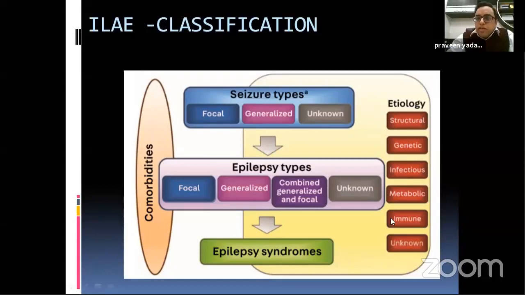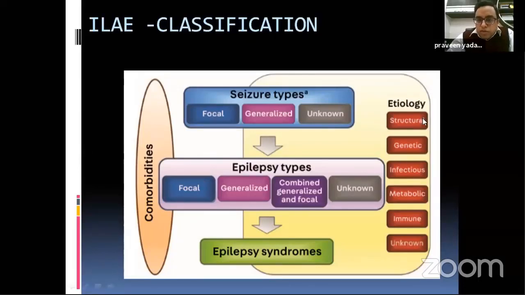Or the immune mediated epilepsy. We know that all the forms of autoimmune encephalitis like NMDA encephalitis or LGI1, CASPR, GABA A and GABA B all can cause a lot of epileptic encephalopathy. So this could be an immune mediated epilepsy, and then the etiology may be unknown despite all the investigations.